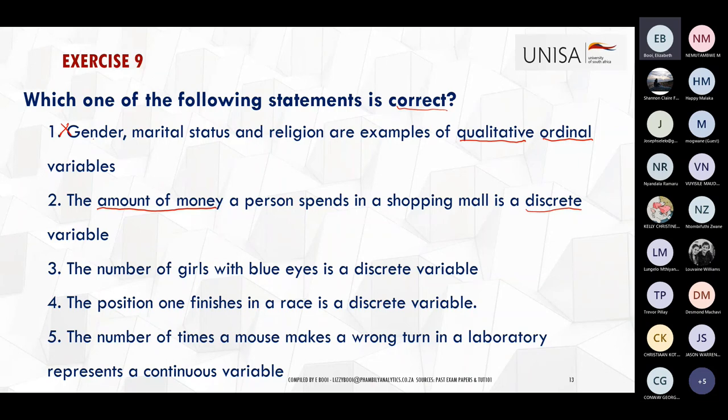If the question says, what is the amount of money in rent? Rent makes it discrete. But if they say the amount of money or salary, let's work with salary. If they say salary in rent, it is discrete. If they say salary, it takes its original form. It's continuous because money is always to the nearest cent.